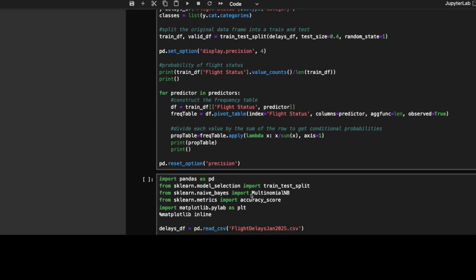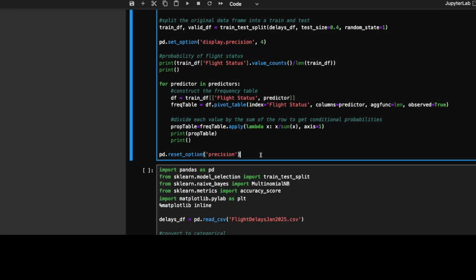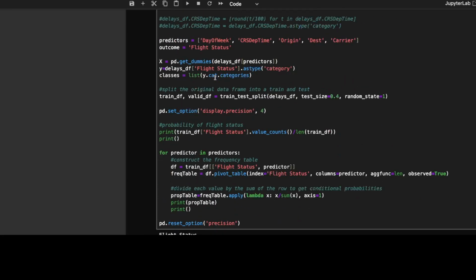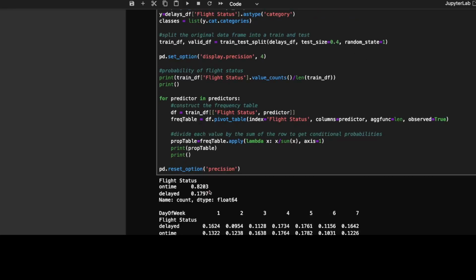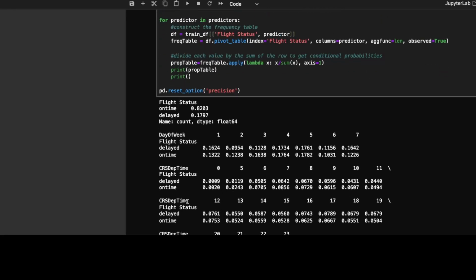We are going to first run this. So it is running here. Now we have got the flight status: on time 82%, delayed about 18%. And these are the days of the week, 7 days of the week. How many were delayed on Monday, Tuesday, Wednesday, Thursday, Friday, Saturday, and Sunday, delayed and on time.